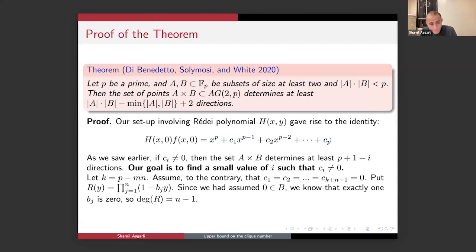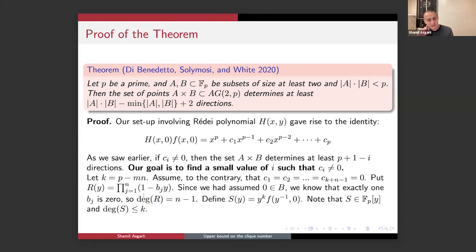We're going to let R of y be the product of 1 minus bj times y, where j ranges from 1 to n. But notice that we had assumed that 0 is in B, and that means that one of these bj's is 0. So if you take the product, one of the terms in the product is going to be just 1. So that doesn't contribute to the degree. So the degree of R of y is not n, it's actually n minus 1, because you're missing that one factor. So this is important to keep in mind.